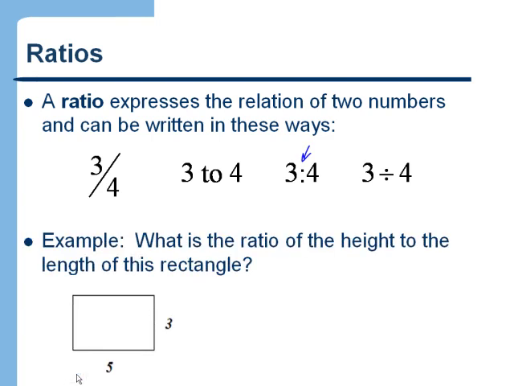Let's look at a quick example of that. What is the ratio of the height to the length of this rectangle? Well, we see that the height is 3 and the length is 5, so that would be a ratio of 3 to 5. And again, we could write that in any of those ways. Okay, so that's what a ratio is. It's simply a relationship between two numbers.